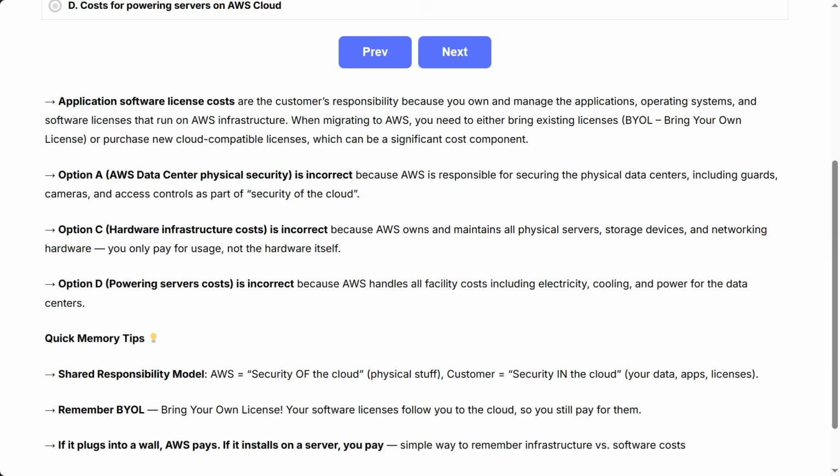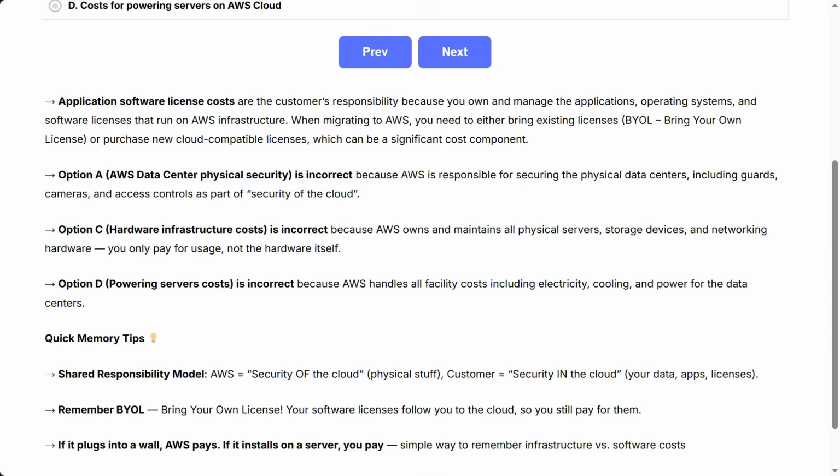Shared responsibility model. AWS equals security of the cloud, physical stuff. Customer equals security in the cloud, your data, apps, licenses. Remember BOL, bring your own license. Your software licenses follow you to the cloud, so you still pay for them.